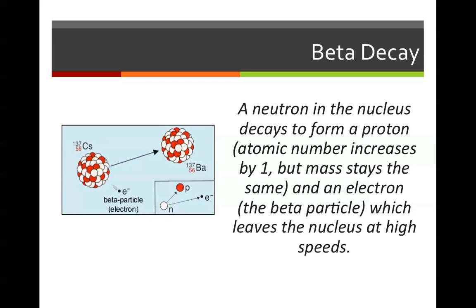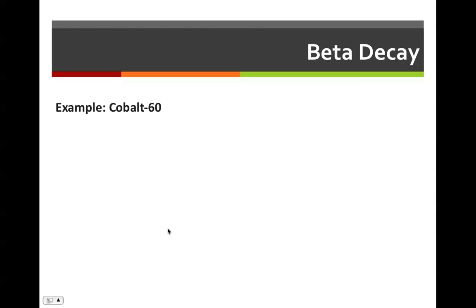All right, beta decay is when a neutron in the nucleus decays to form a proton and an electron, which leaves the nucleus at a high speed. So really when we talk about beta decay, we're talking about an electron leaving the nucleus, but it's actually, if you can see here, originally coming from a neutron. We'll go back to that in class tomorrow, because that might be, and should be, a little bit strange to you. All right, a beta decay example is cobalt-60.